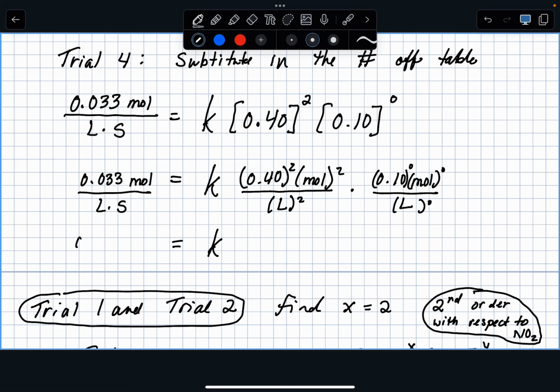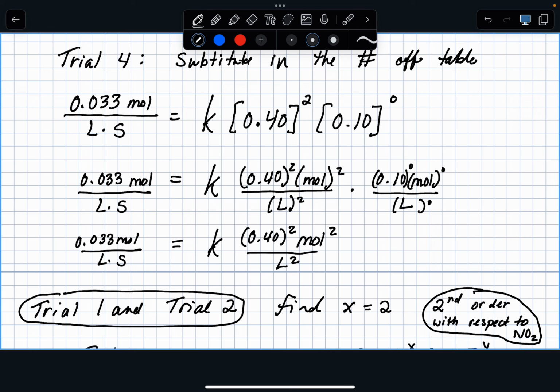And you'll have rate equals 0.033 moles per liter per second. And then you're going to have 0.4 squared. I'm not going to solve for that. You can just put that in your calculator. And then moles squared over liters squared.